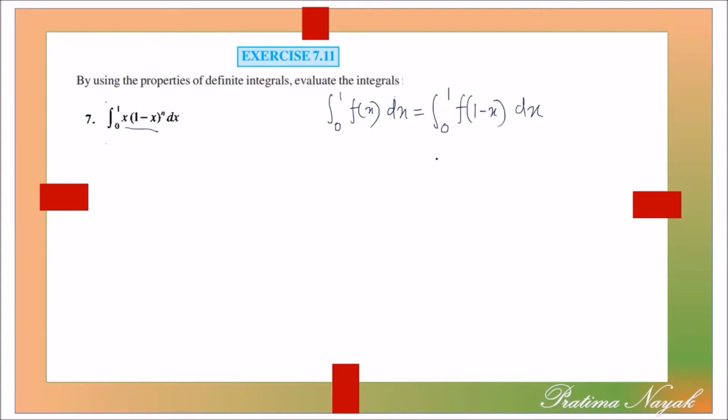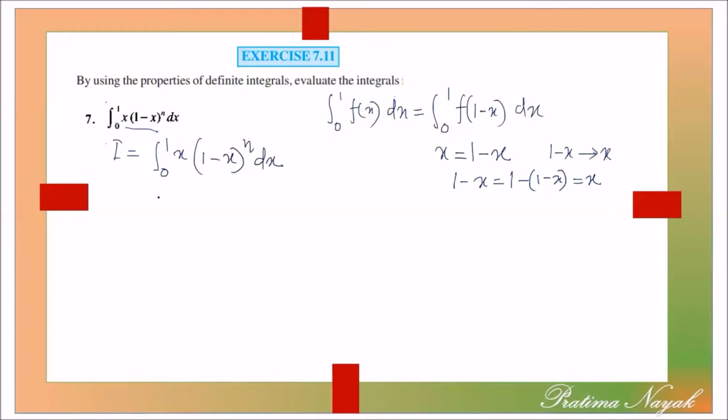That means in place of x I'll put 1 minus x, and what about 1 minus x? It will become x only. 1 minus x will be x. So whenever I put 1 minus x in place of x, it automatically turns into x. So I'll write I is equal to 0 to 1 x into 1 minus x to the power n dx. Applying the property, it will be 1 minus x, and this will be x to the power n.